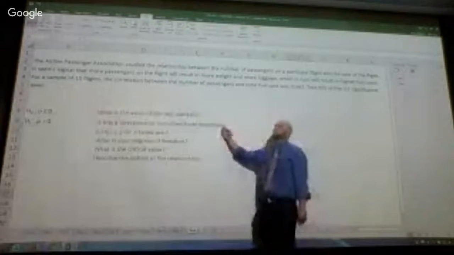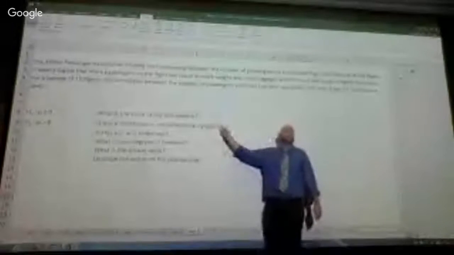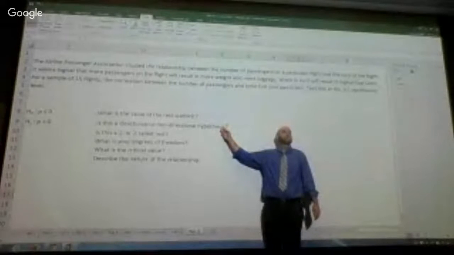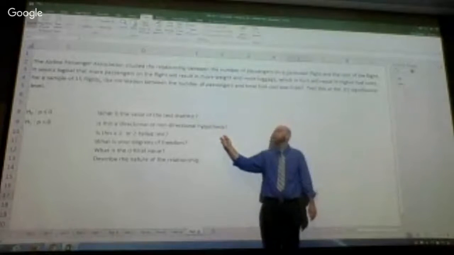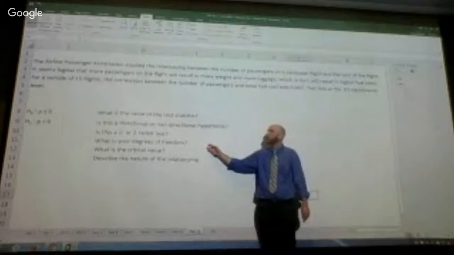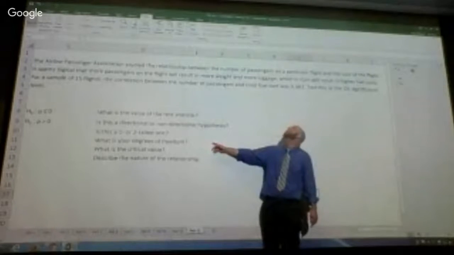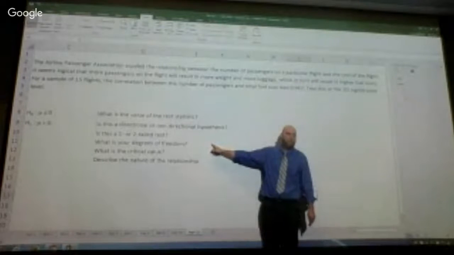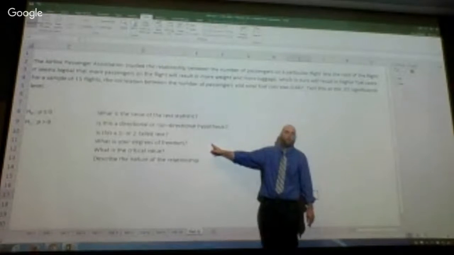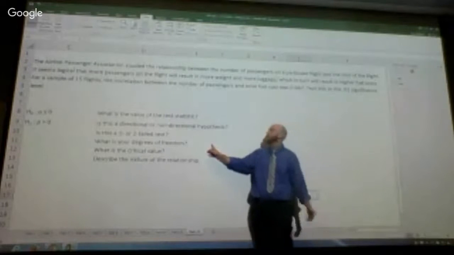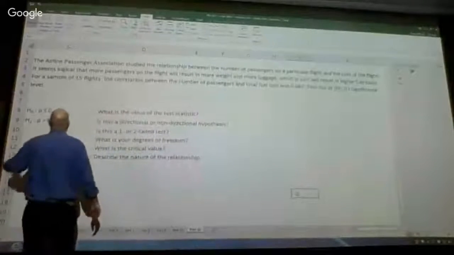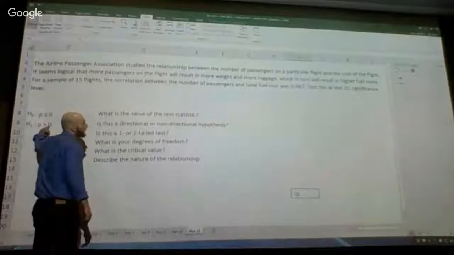Is that a directional or a non-directional hypothesis? Directional or non-directional? Is that one or two tailed? How many degrees of freedom? How many flights? 15 flights. So how many degrees of freedom? 13 degrees of freedom. Critical value, we're going to look up in the table, which is a one-tailed hypothesis.